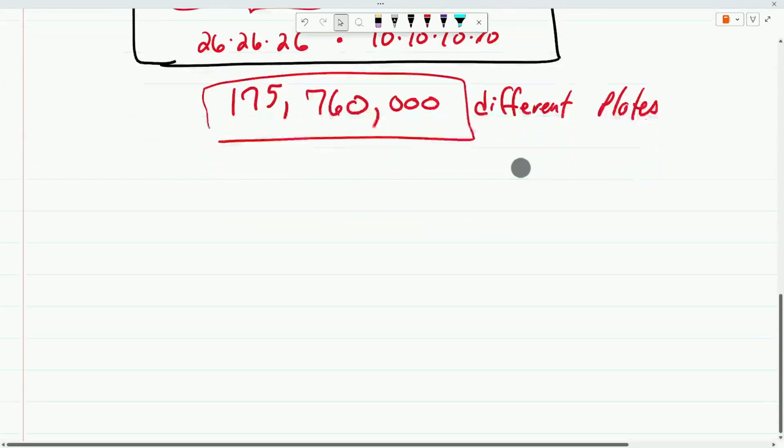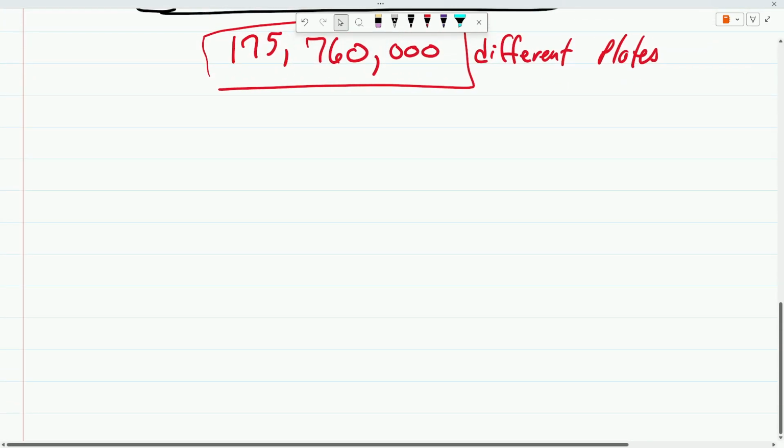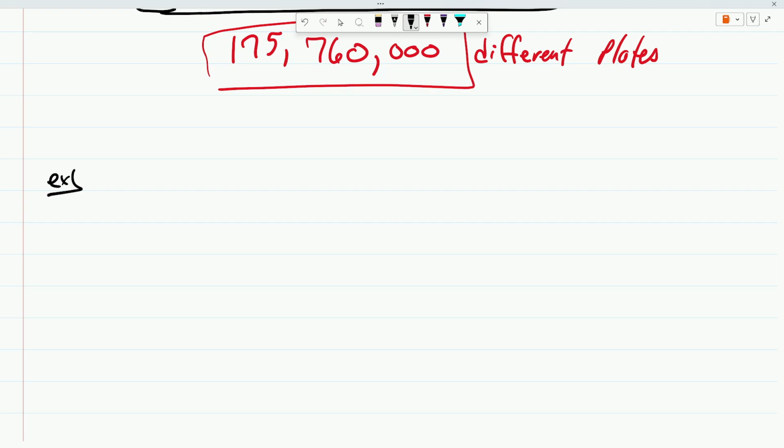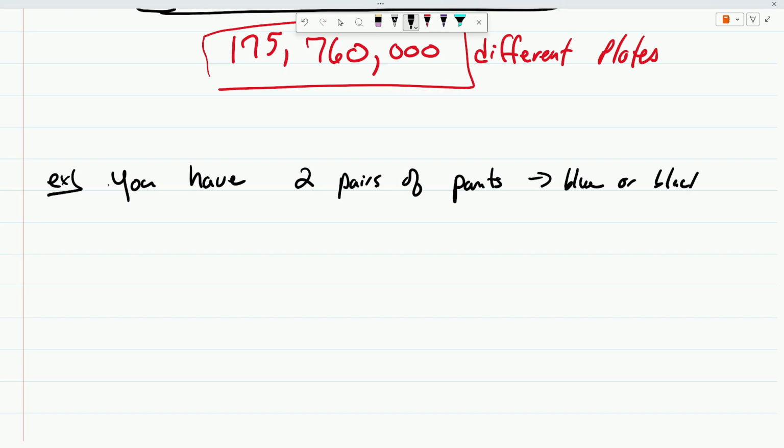Sometimes we can visually represent this. All right. So your book does a really good example of this. So I'm gonna steal their example. Well, I'm gonna just steal their picture. But here's basically what the example is. You have 2 pairs of pants. All right, blue or black.